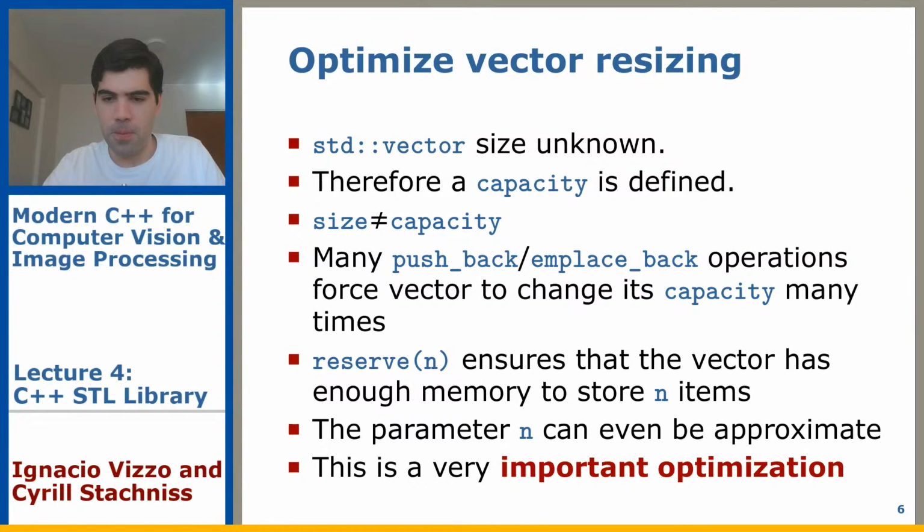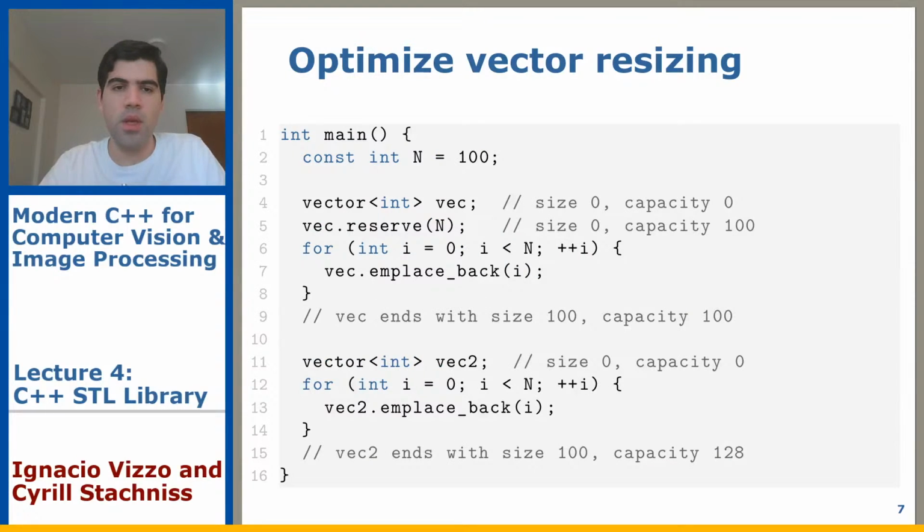And this is a very important optimization. If you start benchmarking using reserve and not using reserve, you will see that your program will speed up a lot. So here's an example on how to do this optimization. We have a vector that is called vec.